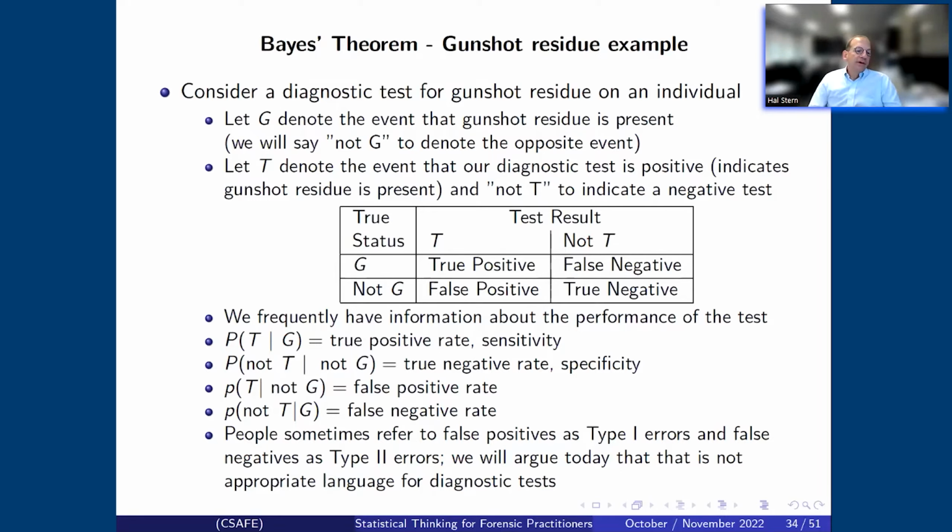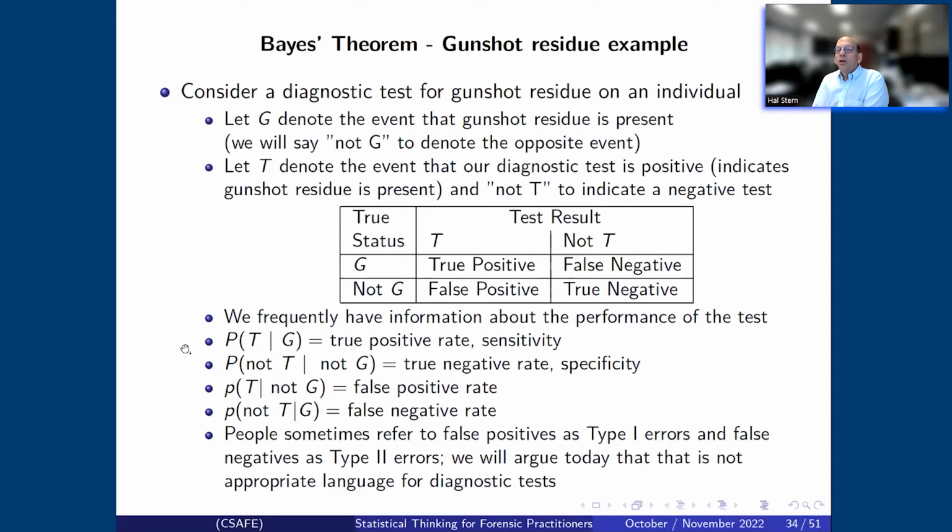As with the death penalty cases, every time I do one of these tests, I am in one of these four situations. Either the person actually does have gunshot residue and the test came back positive, which is known as a true positive, or the person has gunshot residue and the test came back negative, in which case the diagnostic test has made an error. It has given me a false negative. And similarly, for the case where there is no gunshot residue, I can get a true negative back from the test or a false positive back from the test.